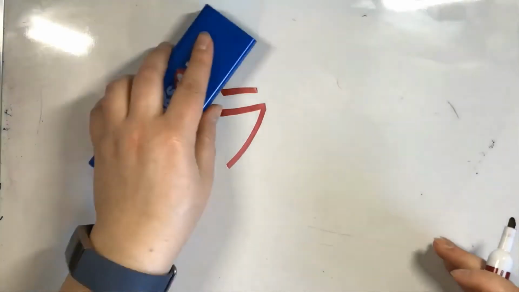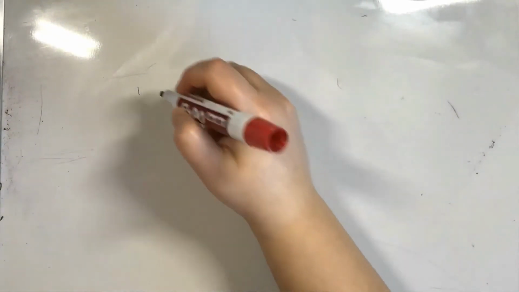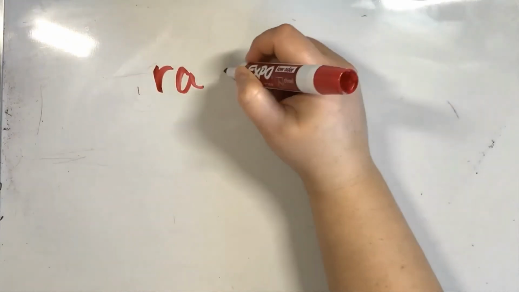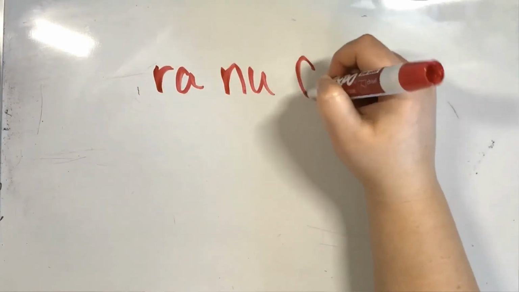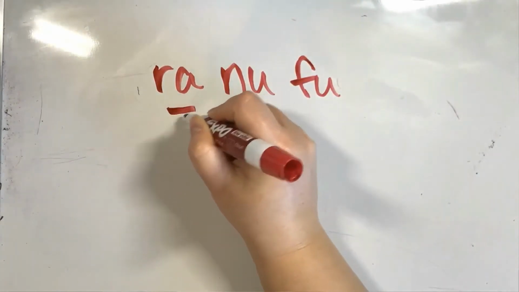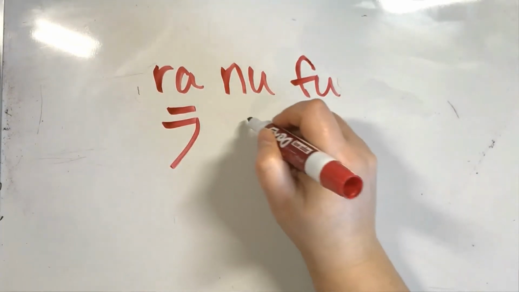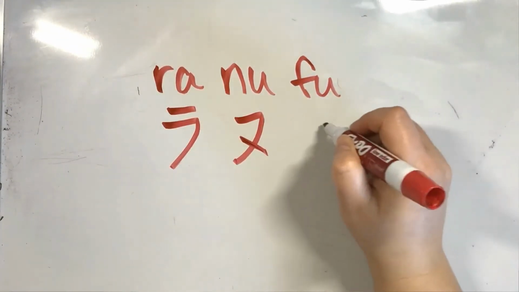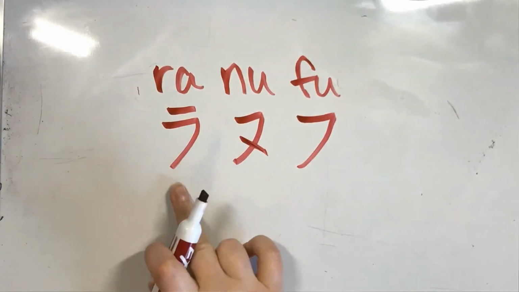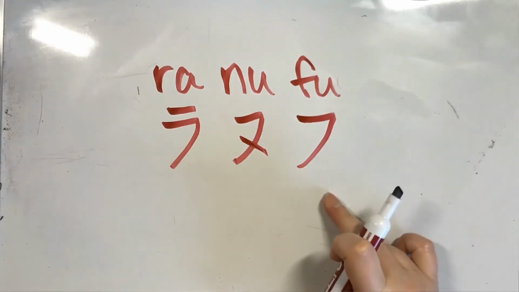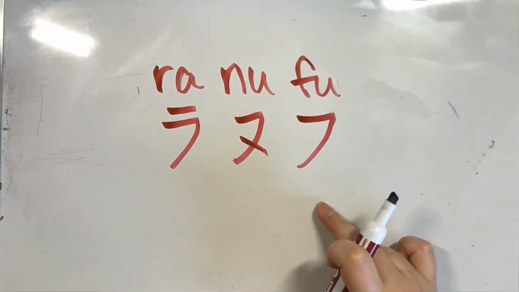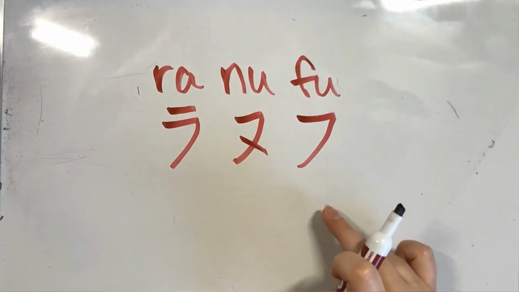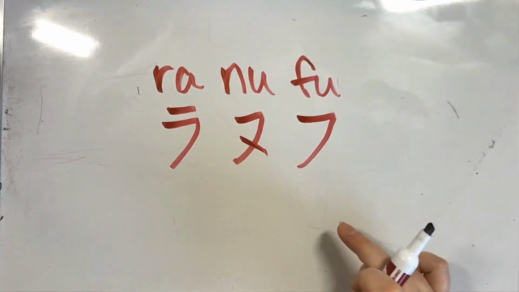So here is how they compare between ra, nu, and fu. So ra, nu, and fu. You all notice that they have the same kind of almost a 7 shape in there. So you do have to be careful not to get those mixed up. Okay.